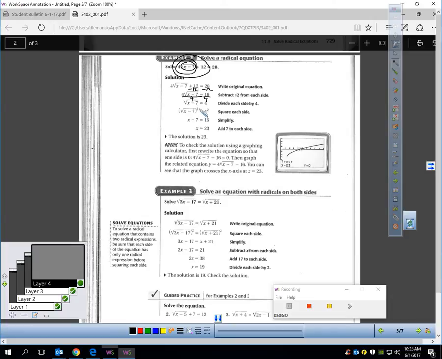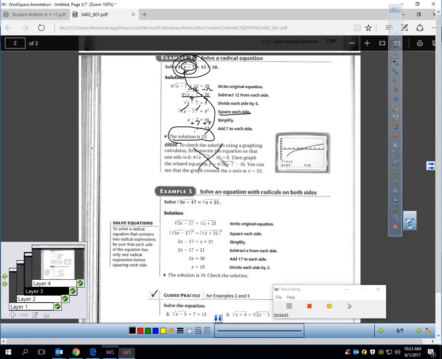Now I got to get rid of the radical. So I'm going to square each side, and when I square each side, you'll notice that square eliminates square root. So now I have x minus 7 equals 16, and then I can add 7 to each side, and x would be 23. So the solution is 23. And then I would disregard this to check it. Just take 23 and plug it in for x and see if it makes the statement true.